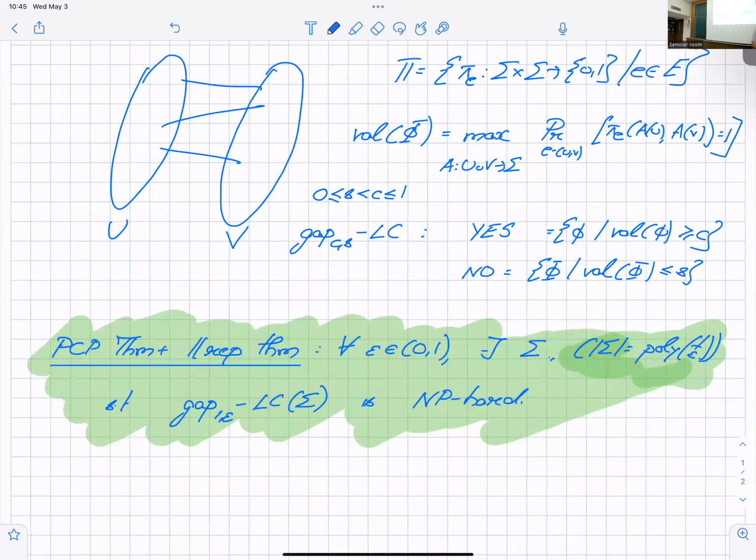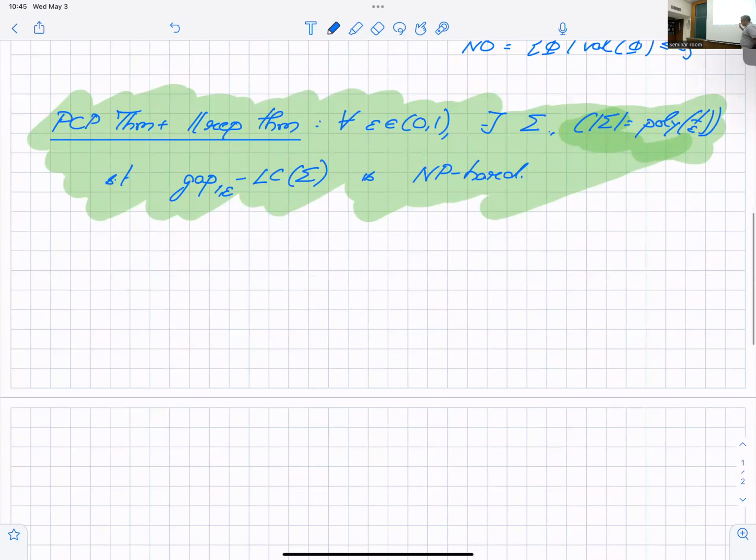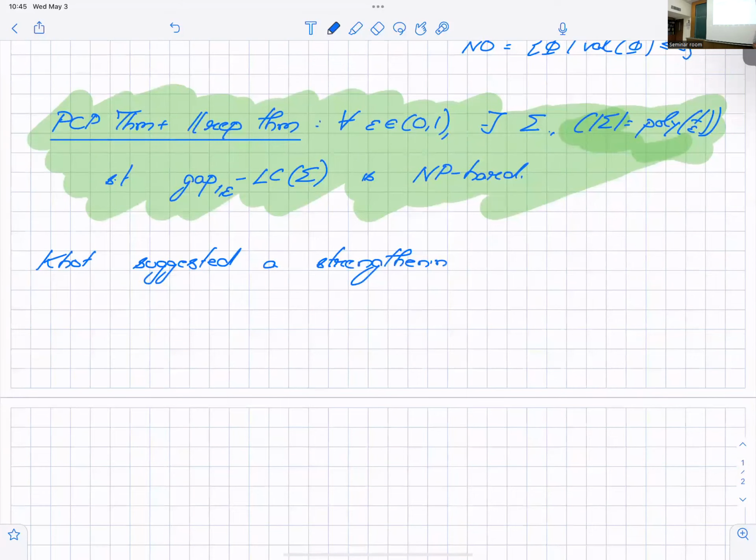And then we saw that this was an amazing theorem. This led to proving several optimal hardness results, some of which we did not know how to prove otherwise. But this was not strong enough. So in this context, Khot suggested a strengthening of the above.